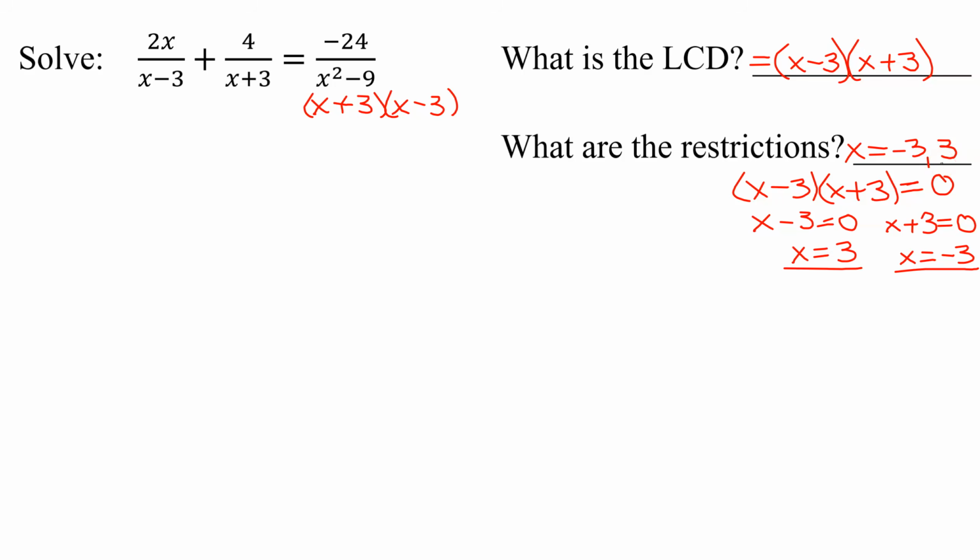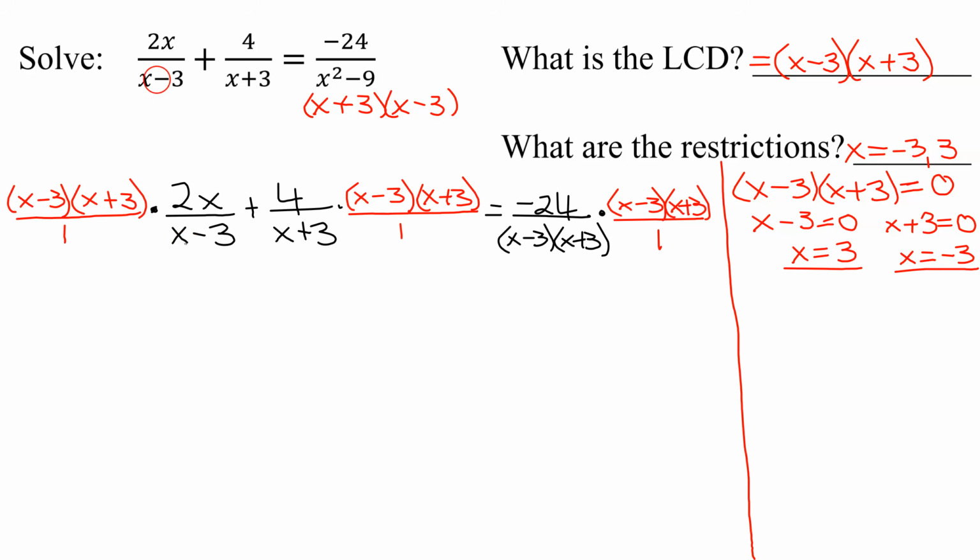The next step is where we multiply every single term in our equation by the least common denominator. This takes a while to write out, so I'm going to put it on pause for a second. So I took each of the terms in my original equation and I multiplied it by the LCD over 1. And the term on the right-hand side, notice I wrote the denominator in factored form. So now I'm ready to simplify.